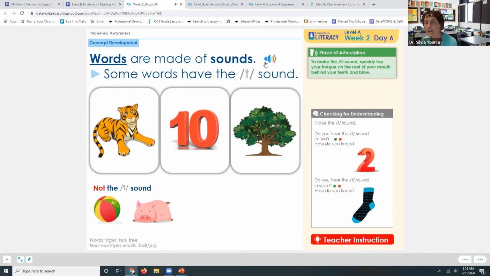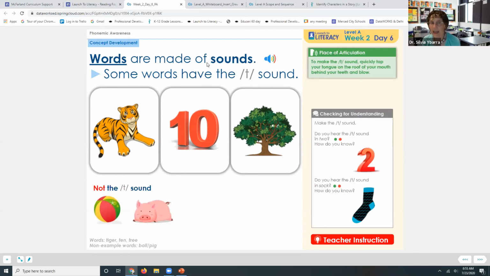So if you want to do that, you can do the sounds by looking at the microphone. And then this is so crucial what I'm going to say, because this is the beginning of the students learning to read. Words are made of sounds. Can you say sounds for me, please?